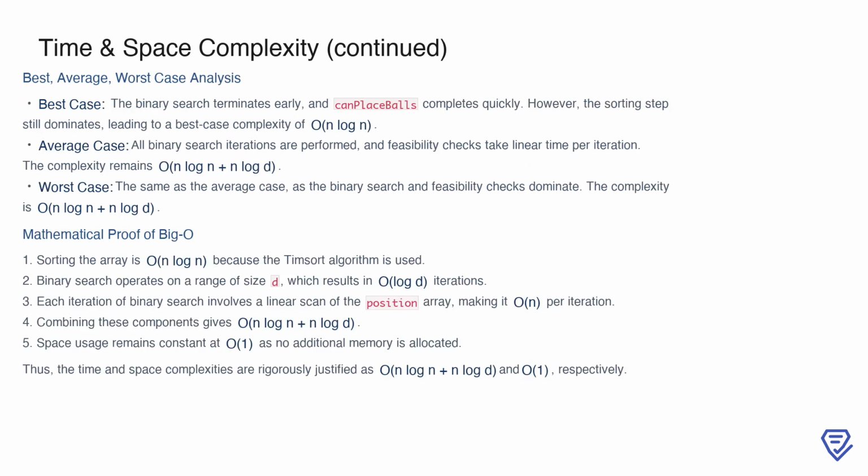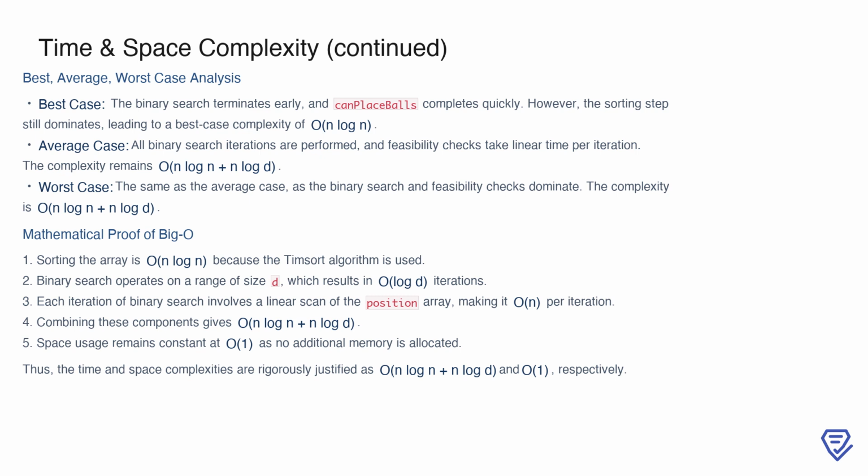Finally, let's examine the best, average, and worst-case scenarios for this algorithm. In the best case, the binary search terminates early, and the canPlaceBalls function completes quickly. However, even in this situation, the sorting step still dominates, leading to an overall complexity of O(n log n). On average, all binary search iterations are performed, and the feasibility checks take linear time per iteration, resulting in a complexity of O(n log n + n log d).